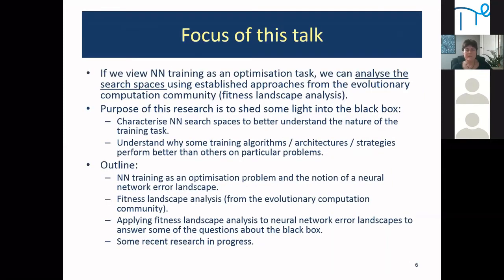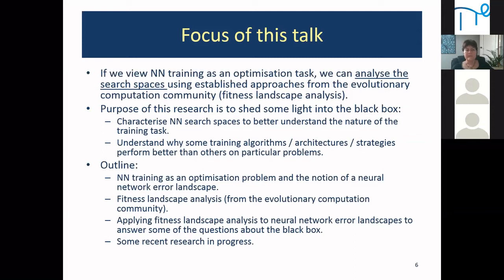So the focus of this talk is on neural networks and trying to shed some light into that black box. If we view neural network training as an optimization task, then we can analyze the search space using established approaches from the evolutionary computation community, which we call fitness landscape analysis. That's where I've done most of my research, in fitness landscape analysis and in understanding optimization problems in general. But the focus of this talk is seeing how we can use these techniques in understanding neural network training.